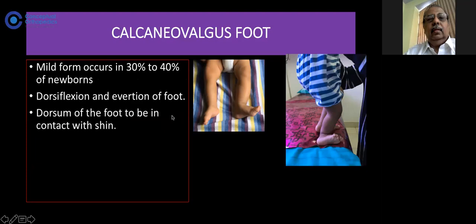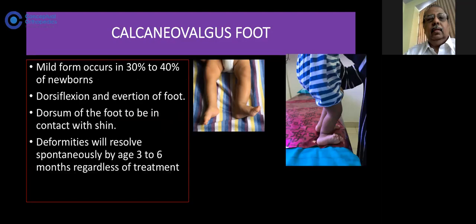Dorsiflexion and eversion of the foot. The dorsum of the foot may be in contact with the shin. The deformity is usually resolved spontaneously by 3 to 6 months, regardless of treatment. In some cases, we give an anterior slab or a plaster of POP cast to get it corrected easily.